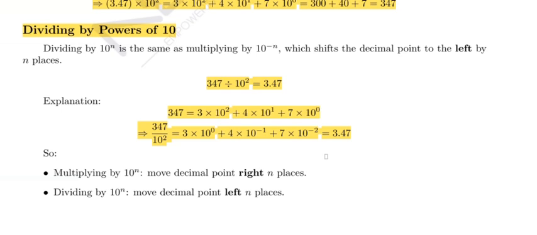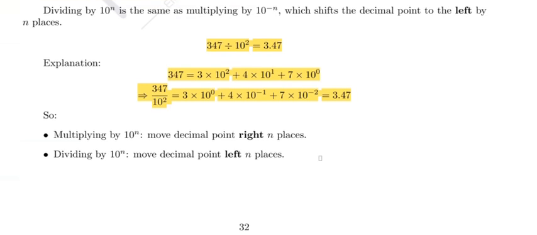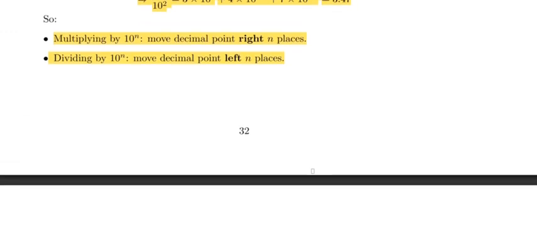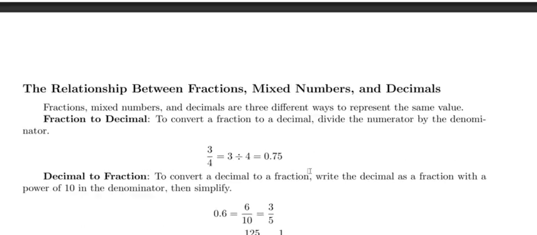Please remember this rule. Multiplying by 10 to the power n moves the decimal point n places to the right. Dividing by 10 to the power n moves the decimal point n places to the left. We use this all the time. Next, let us see the relationship among fractions, mixed numbers, and decimals. Understand this well.